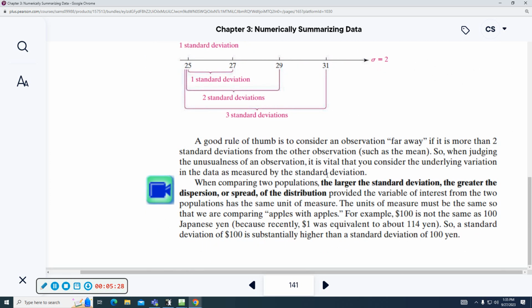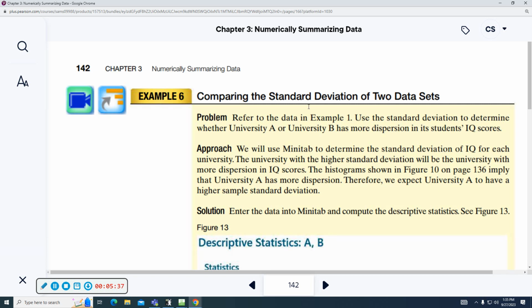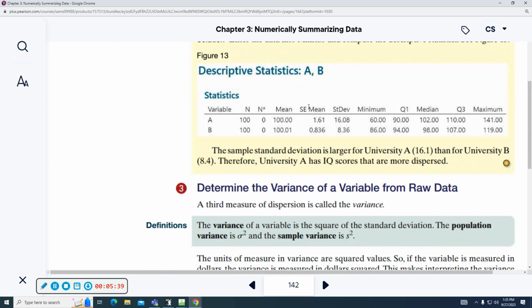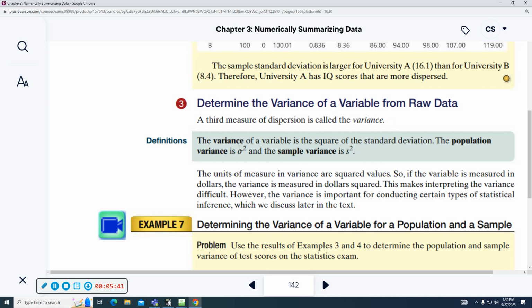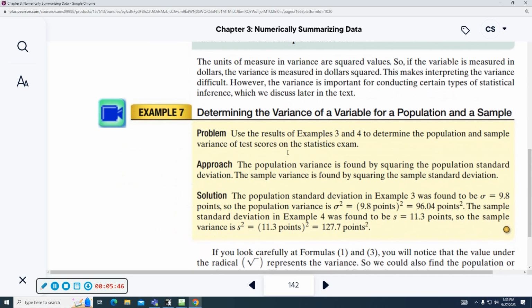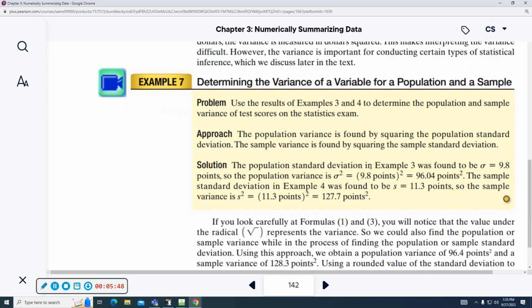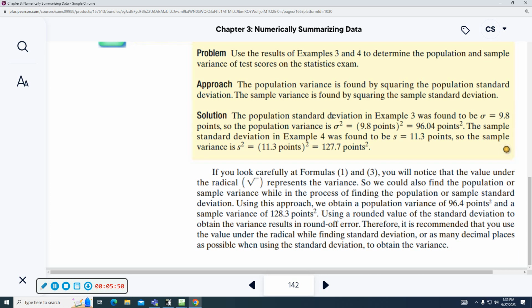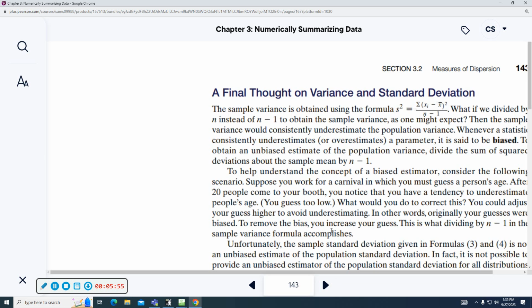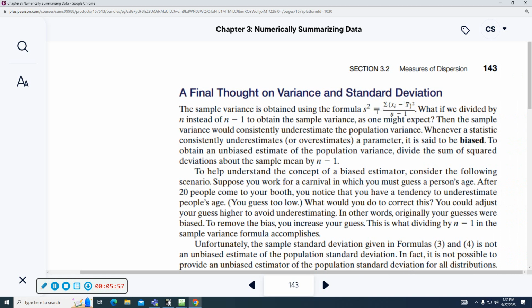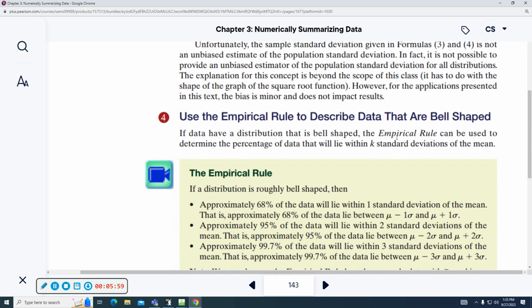So all this is some good reading. It tells you about how to read and interpret deviations and what that means. So variance, here's the definition of variance. It's basically the square of the standard deviation, so it's what you get before you take the square root off. And that's some more description of standard deviation.